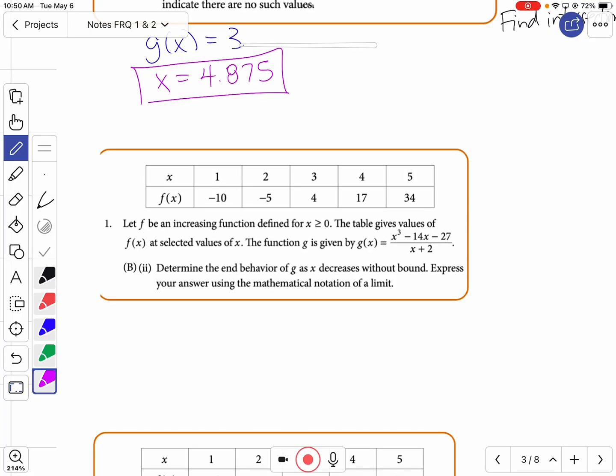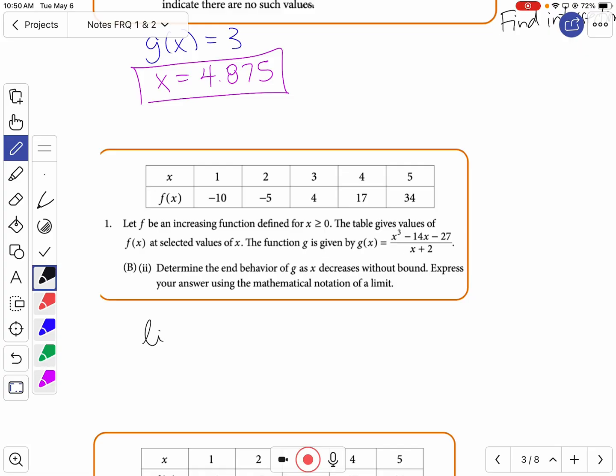All right, part 2. Typically, we'll ask you something about end behavior or asymptotes, something like that. It's going to switch around a little bit. It says determine the end behavior of G as X decreases without bound. So let's think about that. As X decreases without bound, is that my left end behavior or my right? Left, okay? If you write both, you will not get the point.